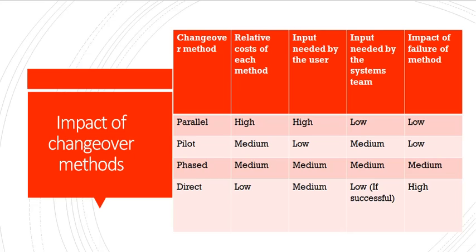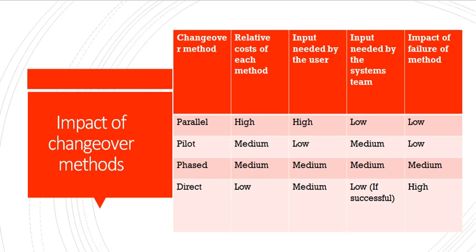Input needed by the user. Of course, when you're implementing the system, the user needs to input something to the system. How they find it, how they react with it, how they enter data. Then input needed by the systems team, the people who design the system. That's what we mean by the input needed by the systems team.